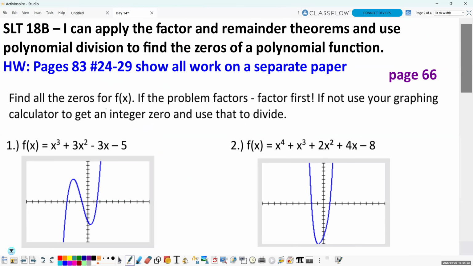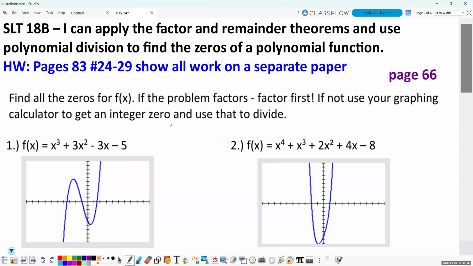Okay, on page 66, there are 4 equations, and the directions say find all the zeros for f of x. If the problem factors, factor it first. If it does not, use the graphing calculator to get an integer, a nice, clear crossing on the x-axis at 0, and use that to divide.